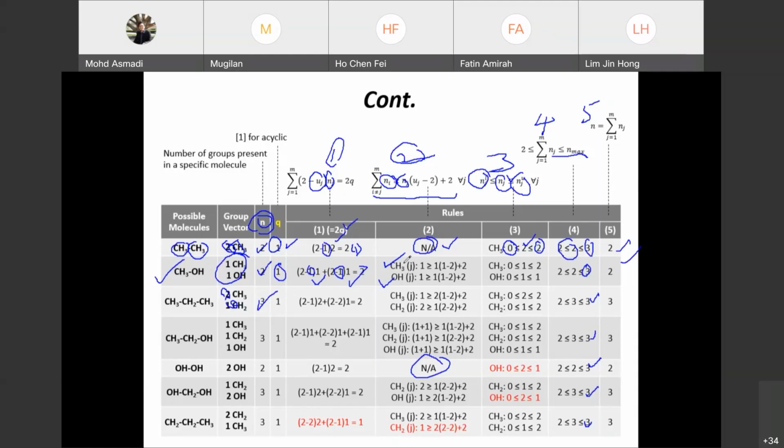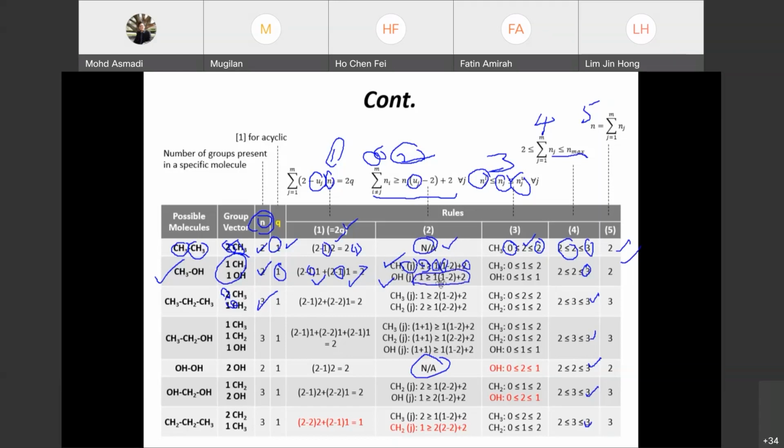And then rule number 2, we set J as CH3 and I is equal to OH. So meaning that Ni is equal to 1, because OH is equal to 1. And then Nj is equal to 1. Uj is the number of valence groups. The number of valence groups is only 1, right? So 1 minus 2 times 2. This is from the equation. Similarly, you also do it for OH.